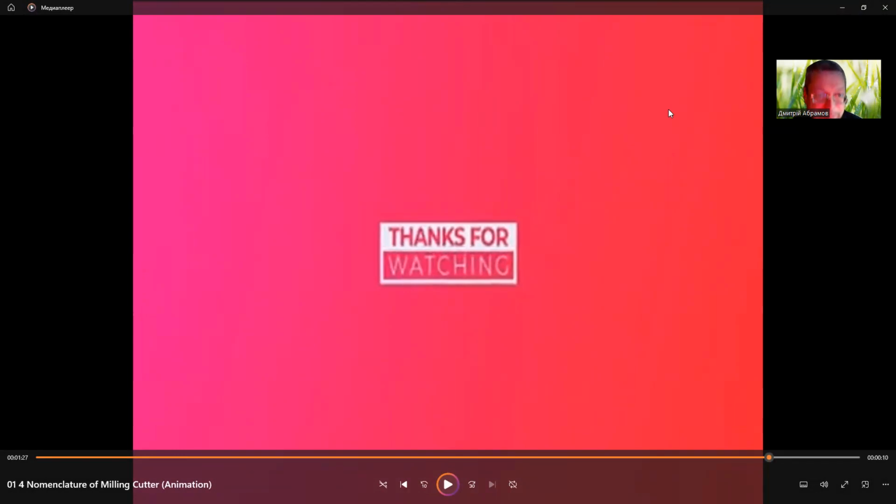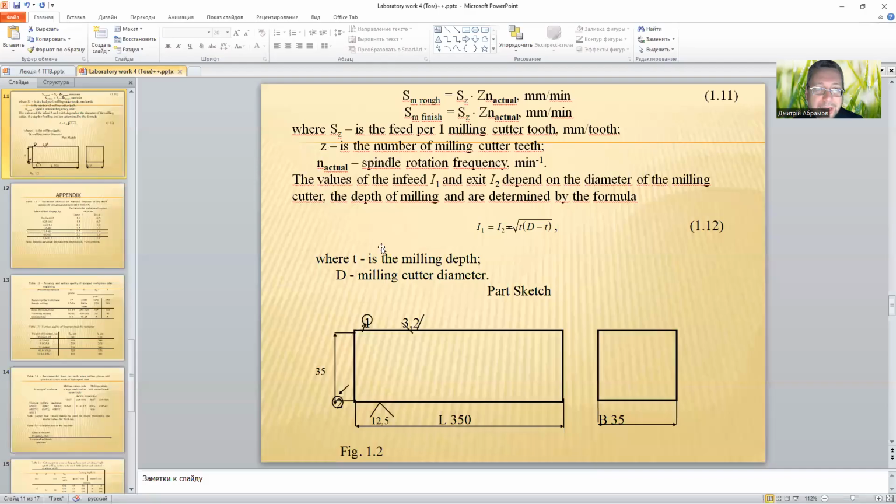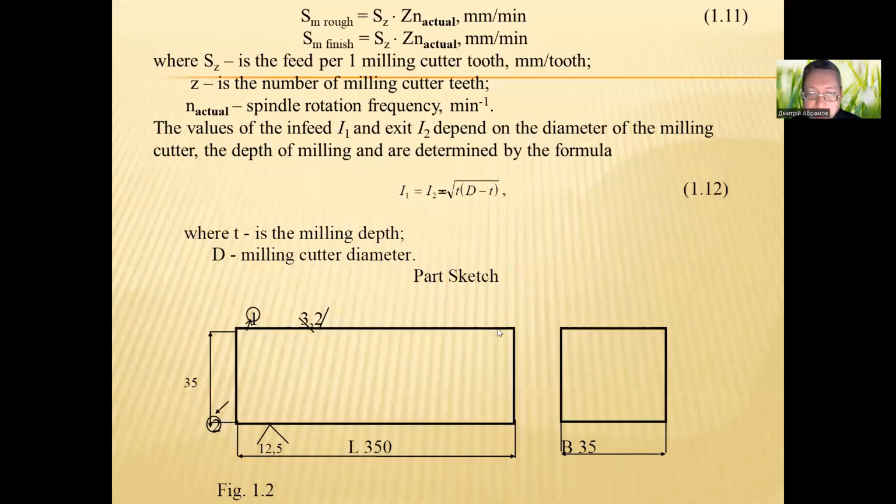So that was the last video. And we continue the calculation using this sketch of our part.